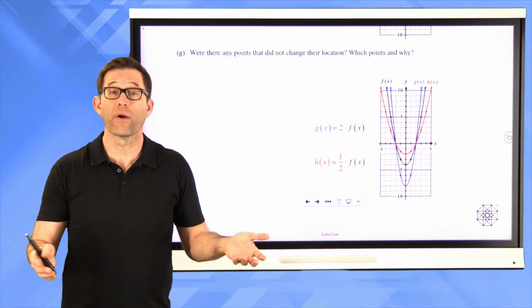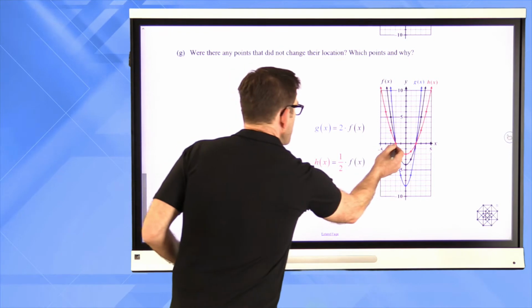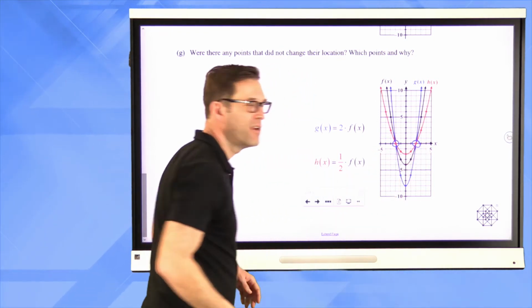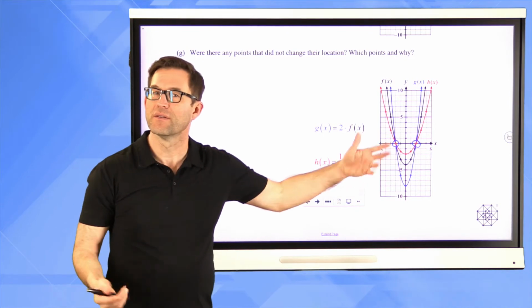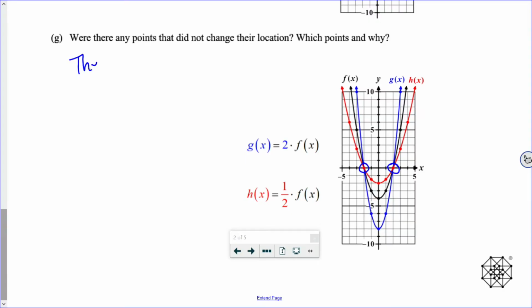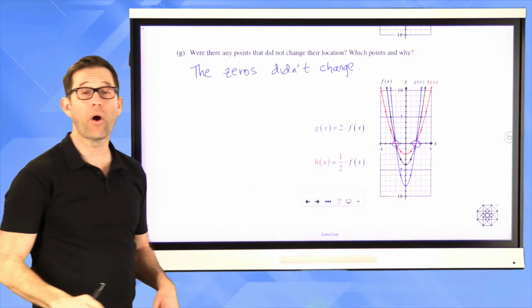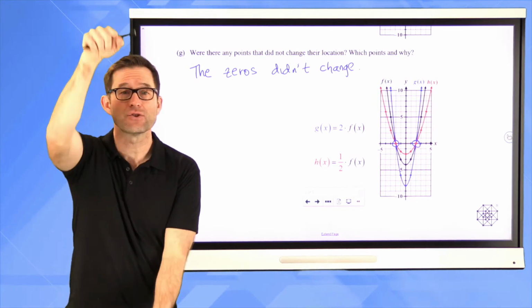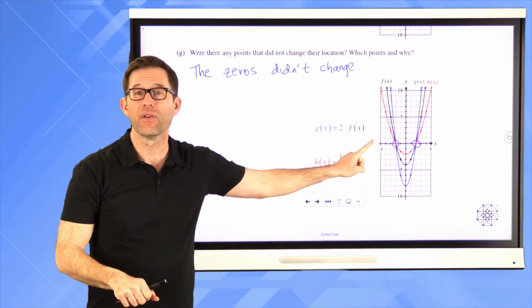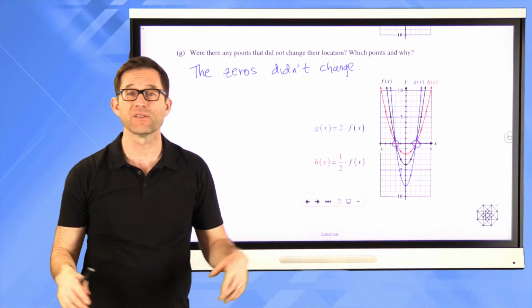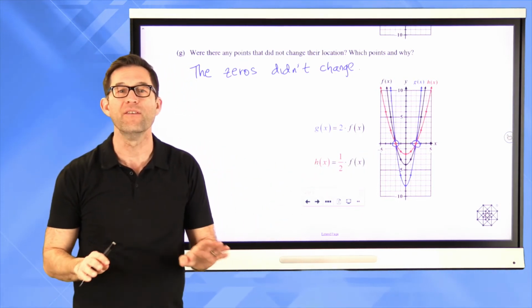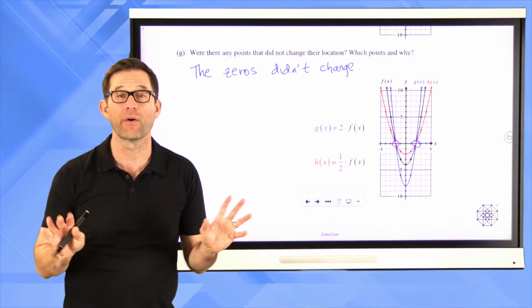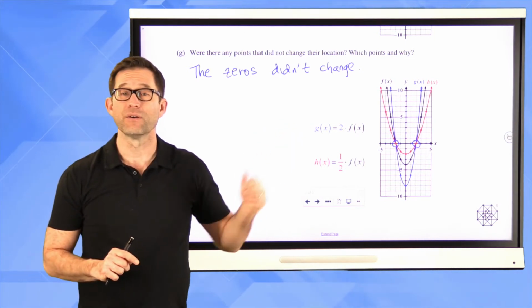Well, it's simple. It's where the graphs intersect. And that's here and here. The zeros. The zeros didn't change. Now, why is that? And why will it always be the case that when you vertically stretch or compress, the locations where the function crosses the x-axis won't go anywhere? They're what are called invariant. Very fancy word you don't need to know. Invariant, okay?